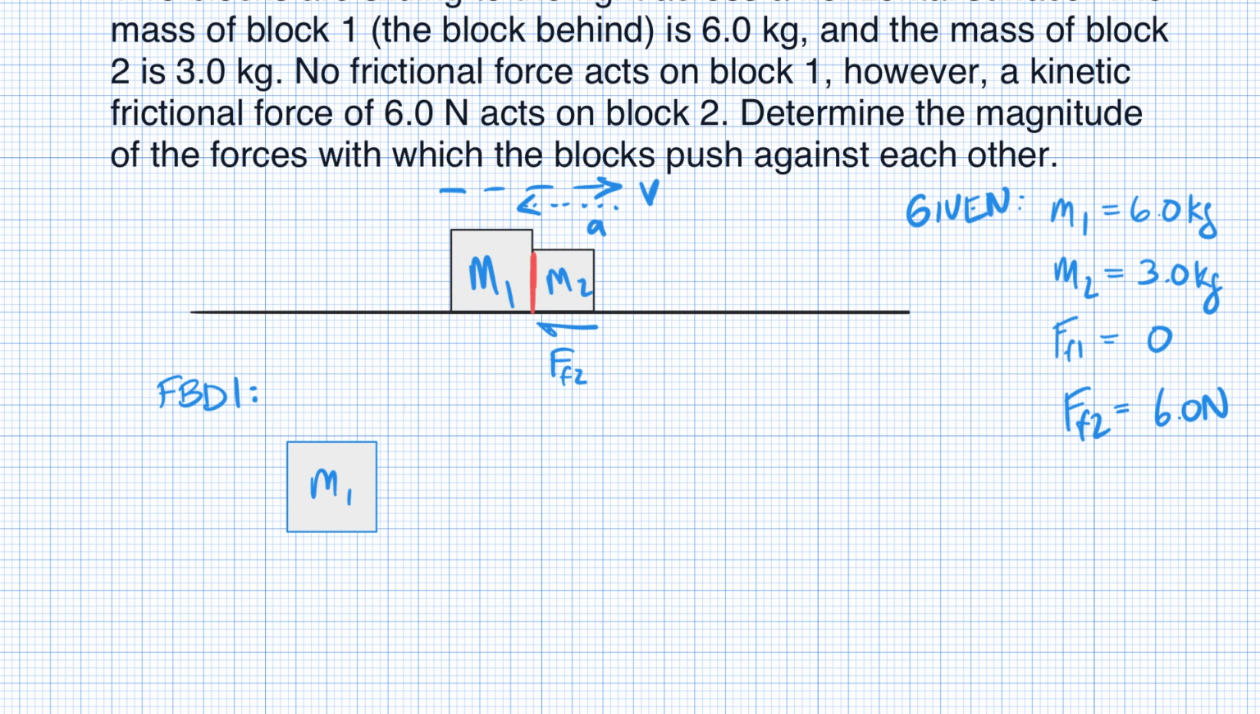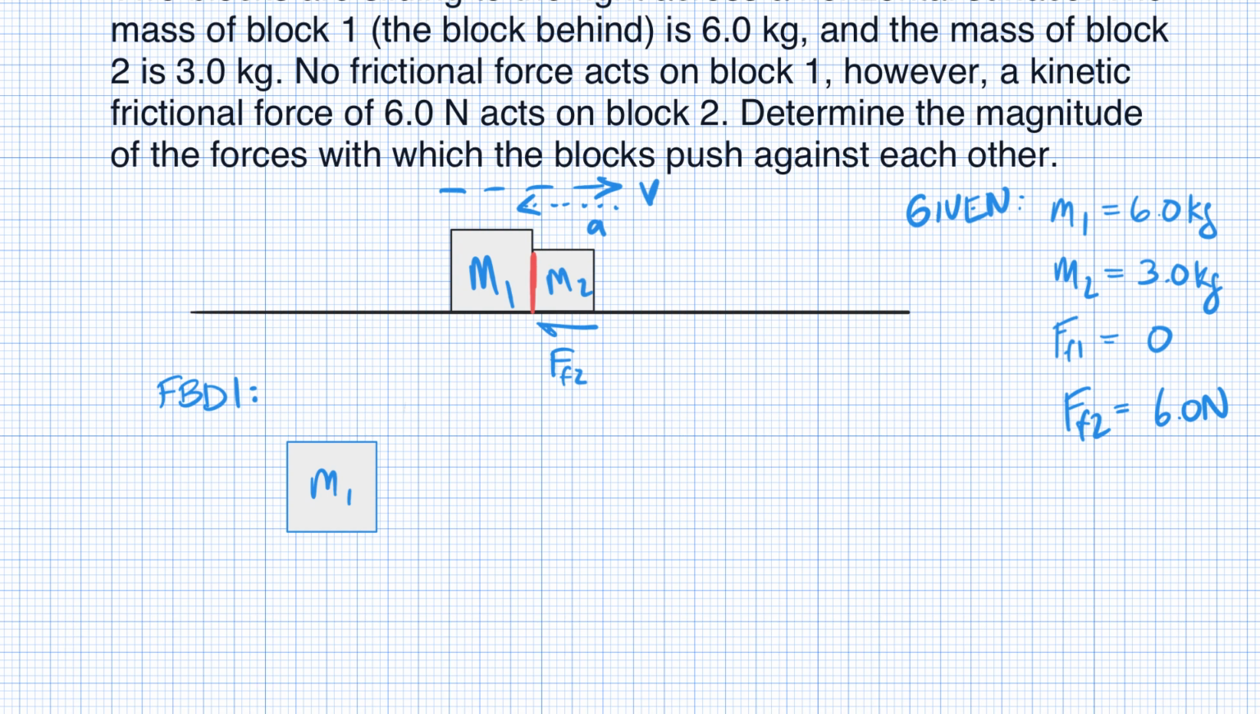And for no particular reason, although I could give you some very good reasons, I will start with block 1. Maybe the reasons would be that block 1 is easier than block 2 because it has no friction on the bottom. And the other reason is I kind of work left to right, so it's just going to be easiest for me.